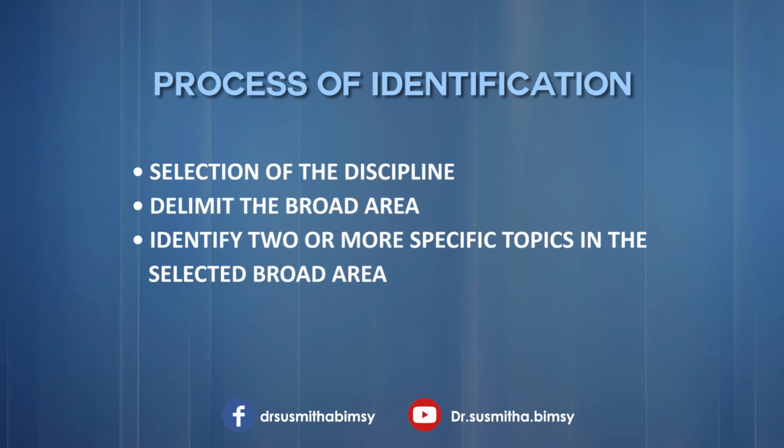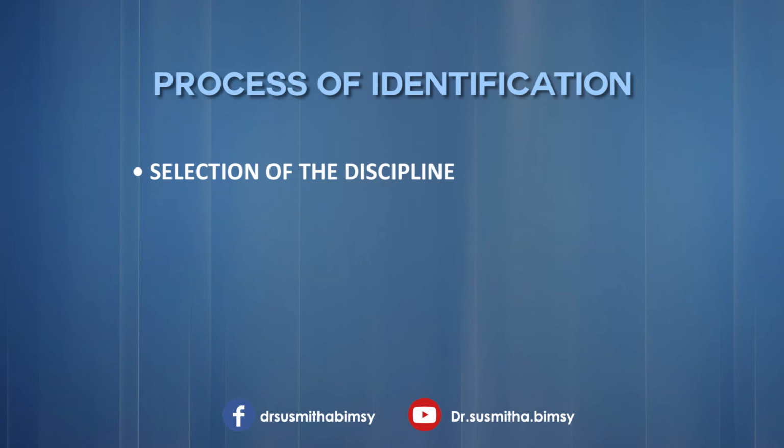First one is selection of the discipline. It means the discipline or subject you want to do the research in. For example, economics, commerce, management, technology, psychology, etc. And of course, you can do your research in your field of specialization. For example, marketing, management or finance management, etc. The crux is that you can select any subject that you have studied thoroughly, or a subject in which you are more interested. Okay. The second step in the process of identification of problem for academic research is to delimit the broad area.